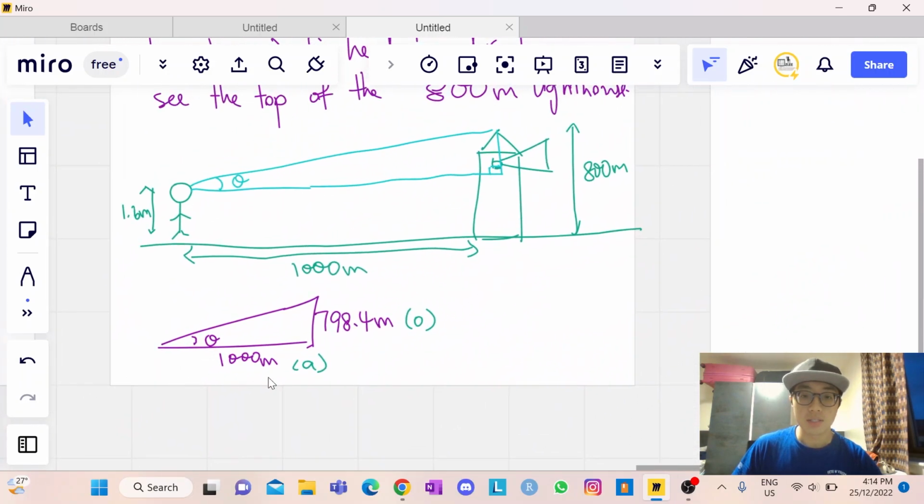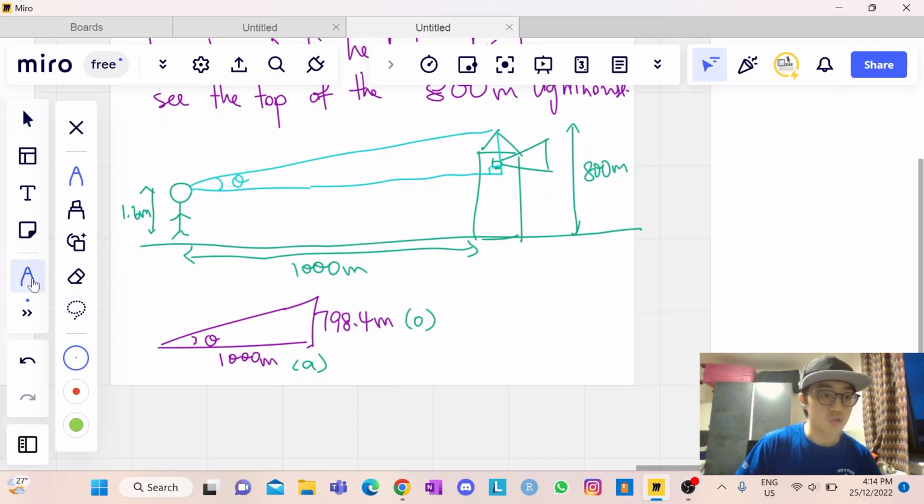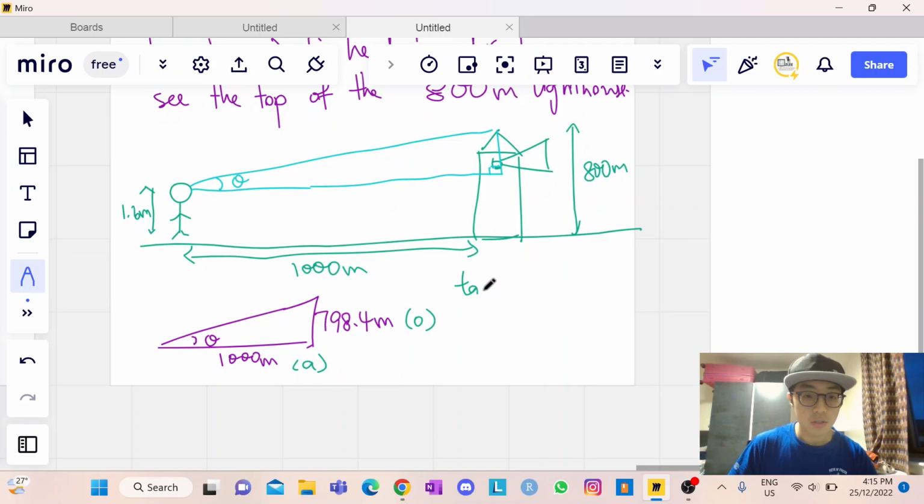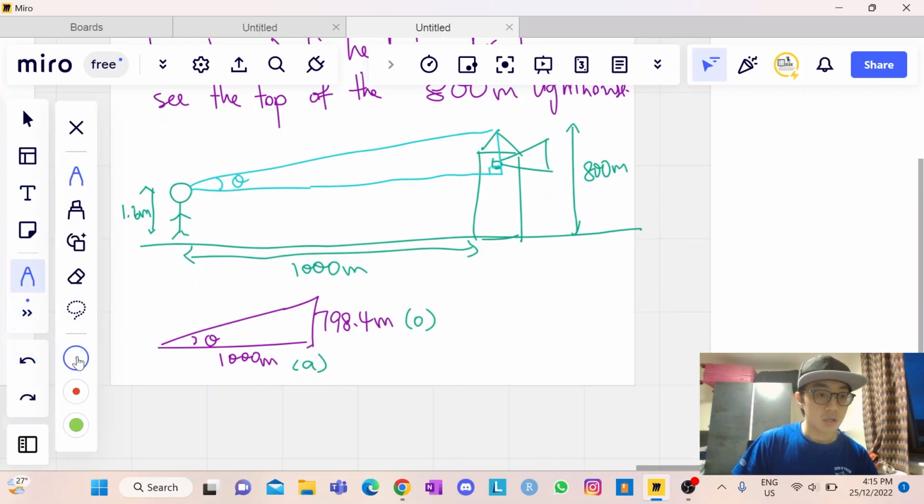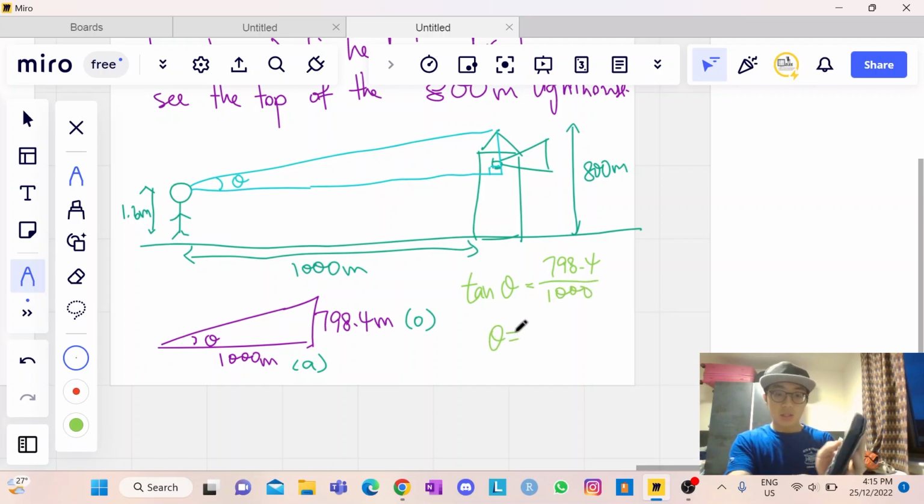All right, therefore in this calculation right here, we are going to use tangent. Let's change color. Let's use this color. Tangent theta is equals to opposite over hypotenuse. All right, and then if you press your calculator using the shift and the tangent, and you type 798.4 divided by 1000, you will get the angle is 38.6 degrees.